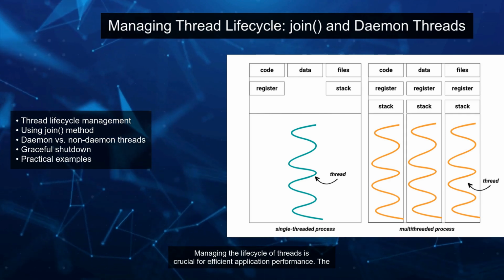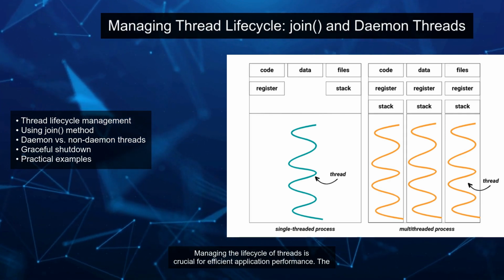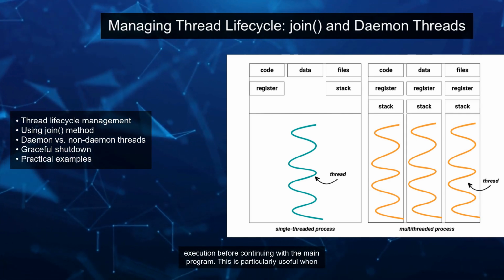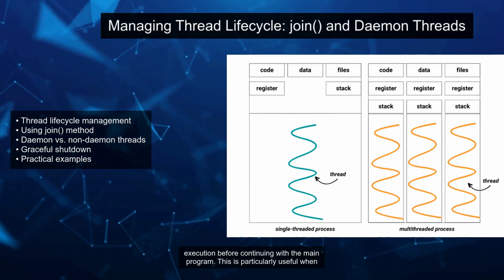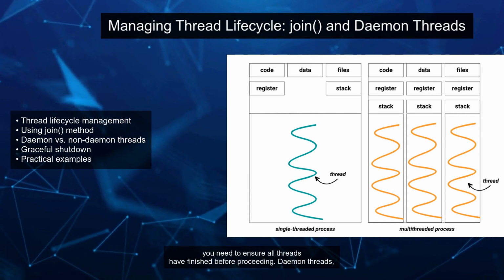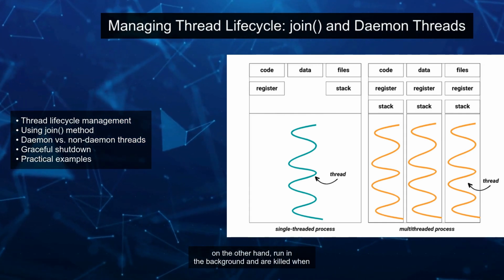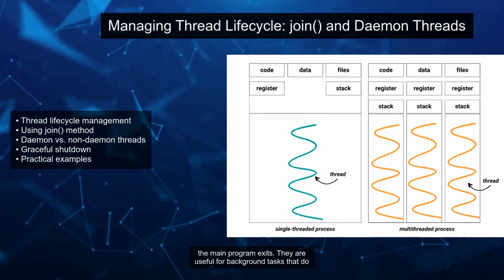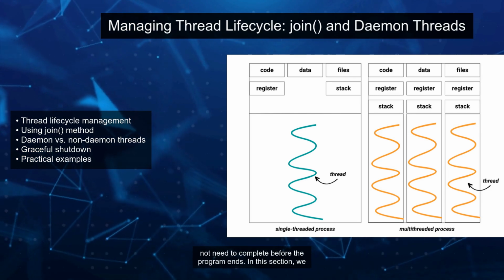Managing the lifecycle of threads is crucial for efficient application performance. The join method is used to wait for a thread to complete its execution before continuing with the main program. This is particularly useful when you need to ensure all threads have finished before proceeding. Daemon threads, on the other hand, run in the background and are killed when the main program exits. They are useful for background tasks that do not need to complete before the program ends.